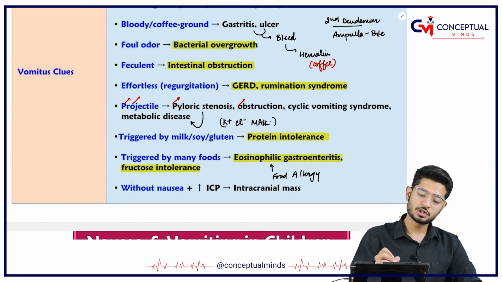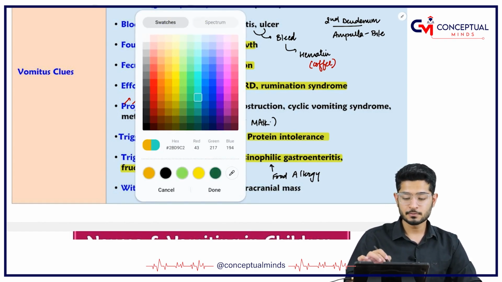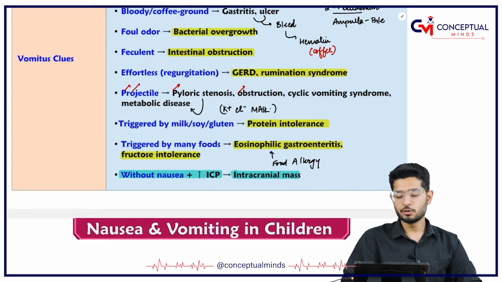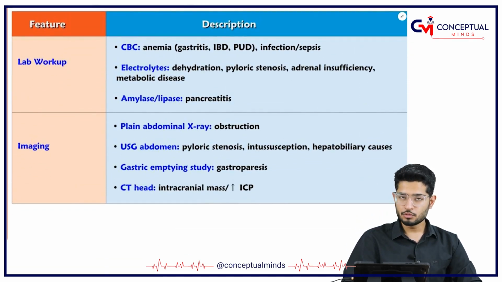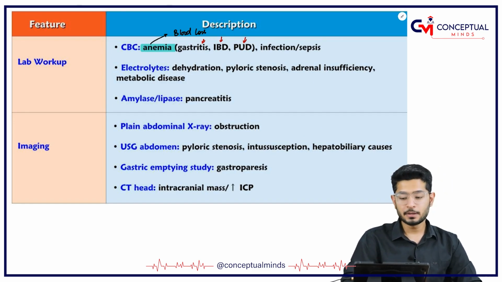And if it is associated with nausea, there's a high probability that the child is suffering from some cranial issues, some brain issues. So sorry, without nausea, but with increase in intracranial pressure. So we have a strong clue that it is the intracranial mass which is responsible. So what you have to do, you perform a CBC in order to check if there is anemia, because anemia is suggestive of blood loss, and blood loss is seen very commonly in cases of gastritis, inflammatory bowel disease, peptic ulcer disease, some infections and sepsis also.